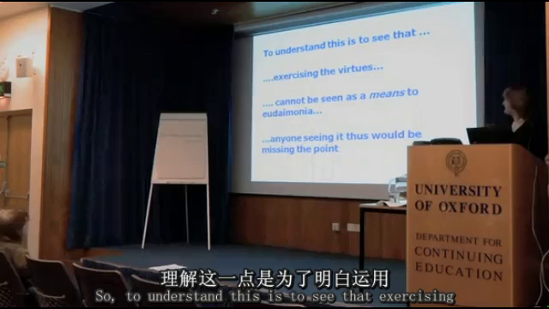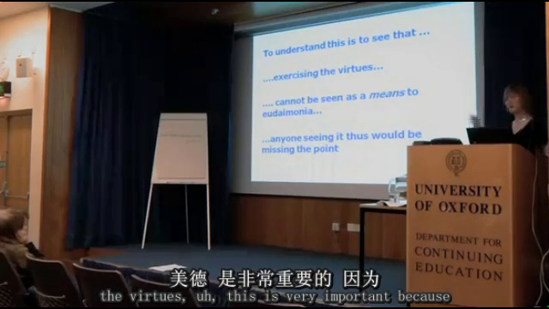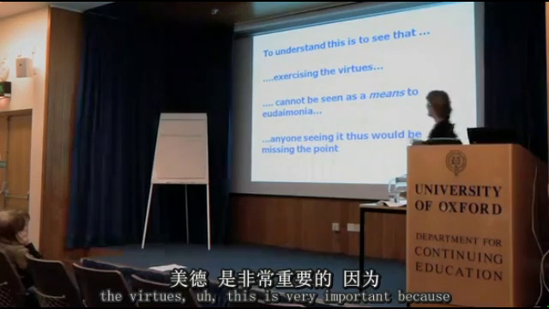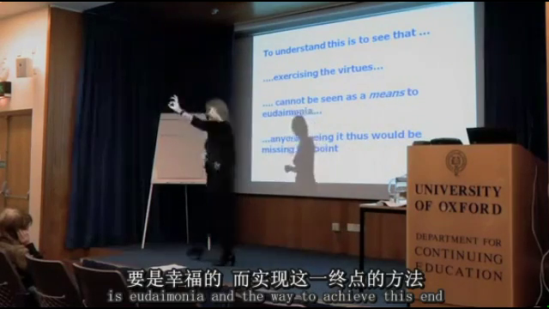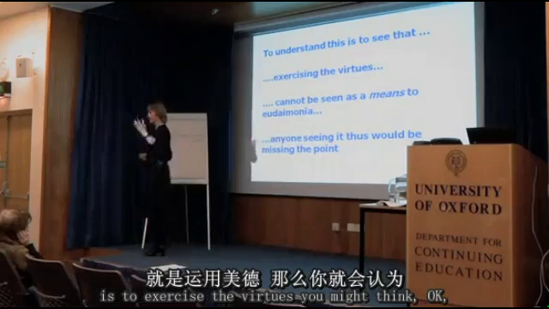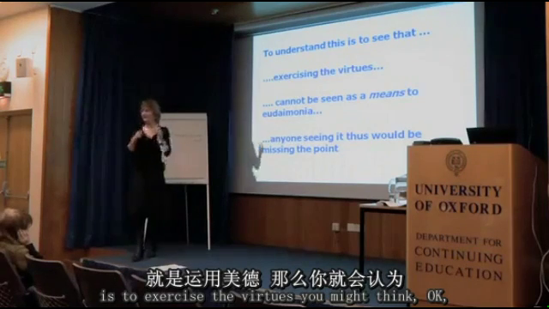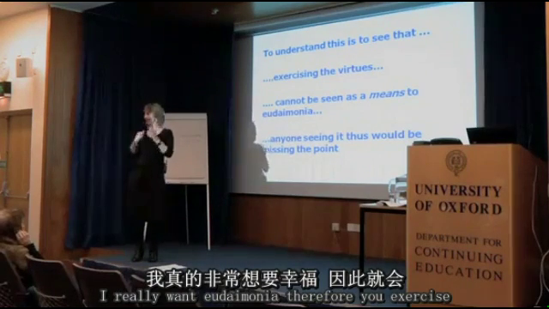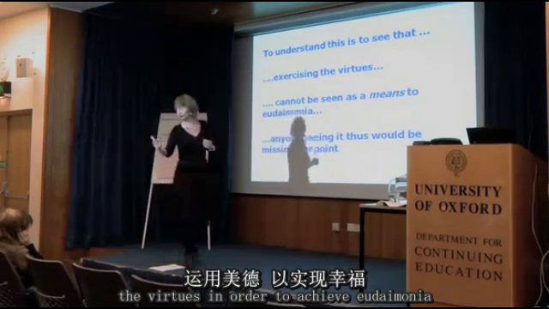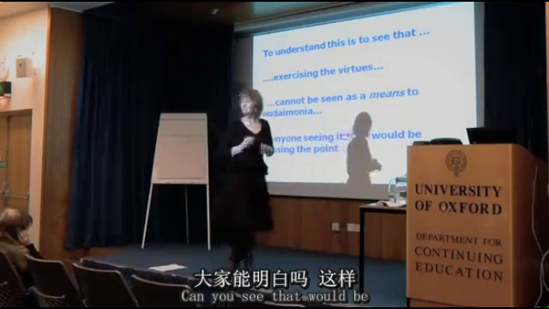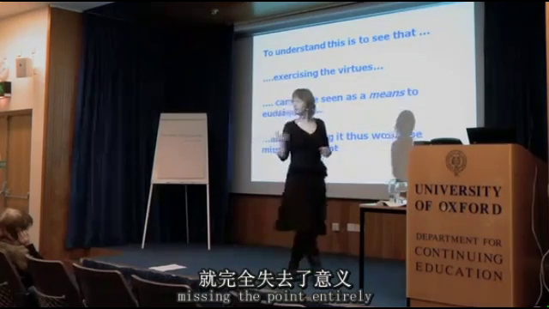So, to understand this is to see that exercising the virtues is very important, because if you think that the end in life is eudaimonia, and the way to achieve this end is to exercise the virtues, you might think, okay, I really want eudaimonia, therefore I'm going to exercise the virtues in order to achieve eudaimonia. Can you see that would be missing the point entirely?